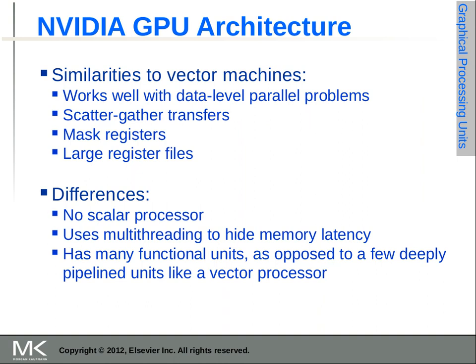Similar to vector machines, it works well with any data-level problem, any type of scatter, gather, mask, or large register files. I hope you're doing scatter and gather in OS. If not, hopefully you'll do that soon. Let's see, no scalar processor, it uses multi-threading to hide memory latency, and has many functional units as opposed to a few. The big problem here is you can't do interrupts or exceptions because it's a GPU.